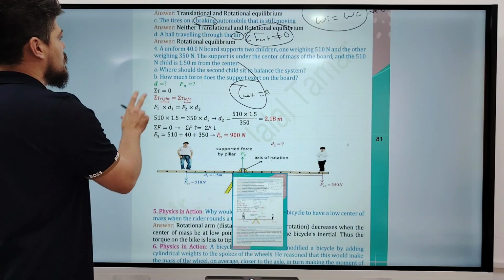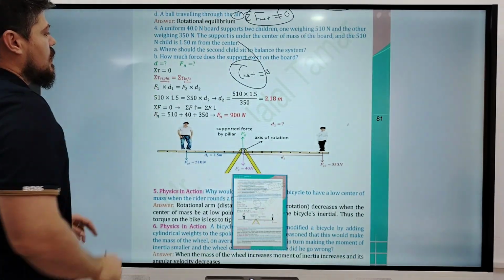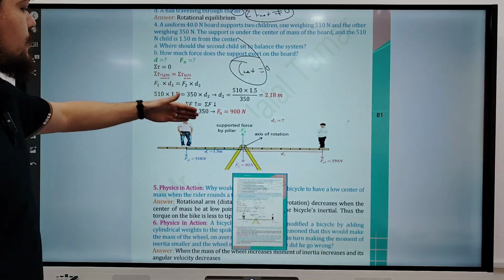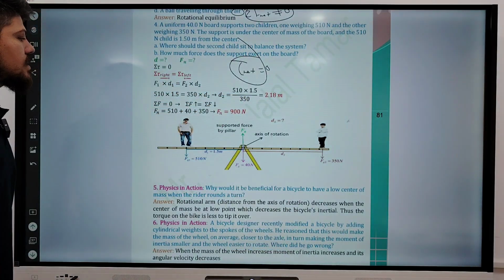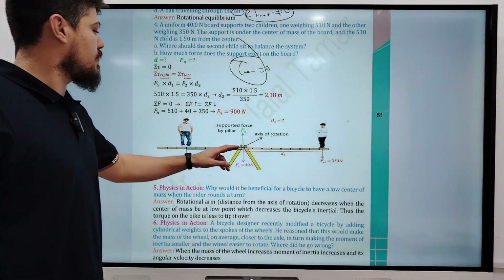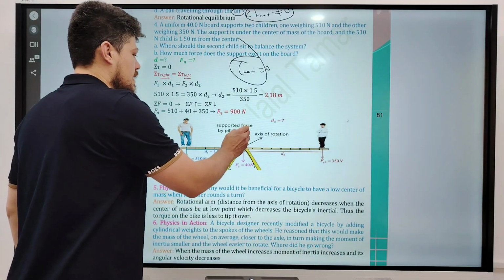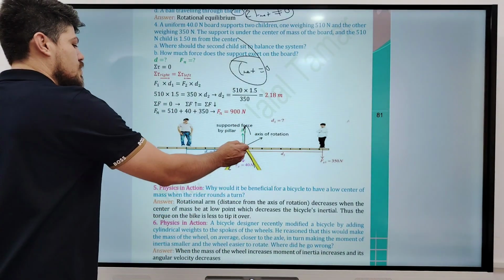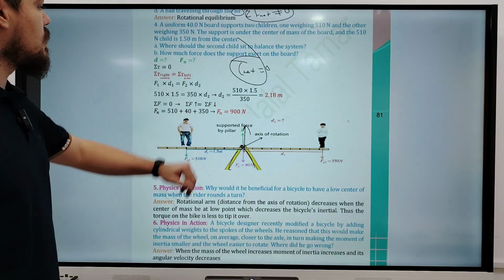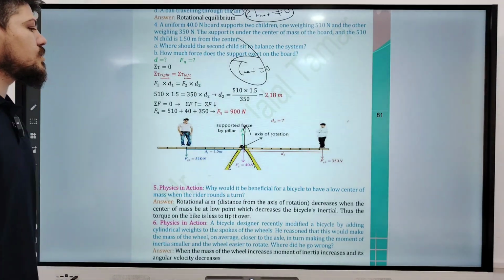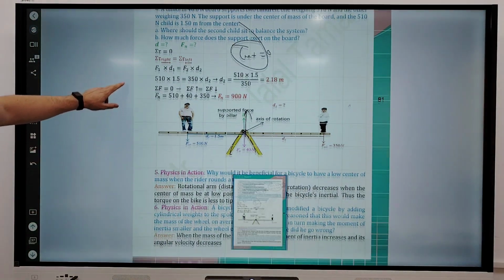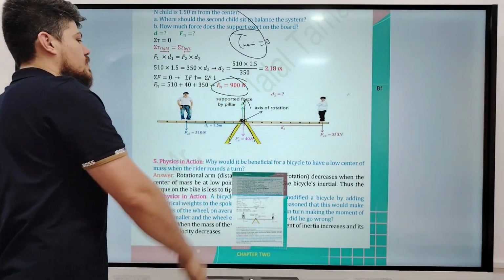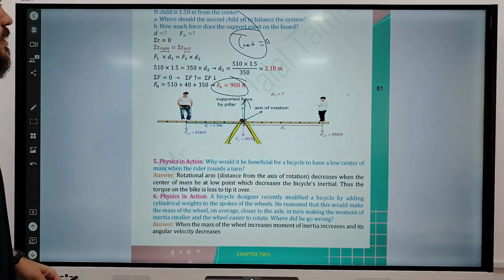So this is question 4. It's an easy question. We have two forces on these two sides. What is unknown? The normal force of the pivot acting upward is unknown, because the axis of rotation is located at the middle. You have to equalize all the right torques to all the left torques.